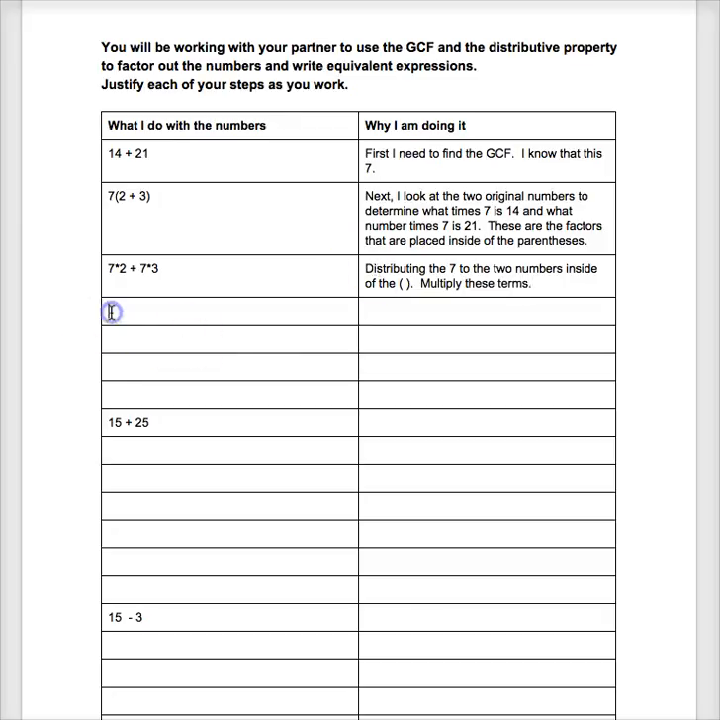And I see that 7 times 2 is 14, plus 7 times 3 is 21, and 14 plus 21 is 35.